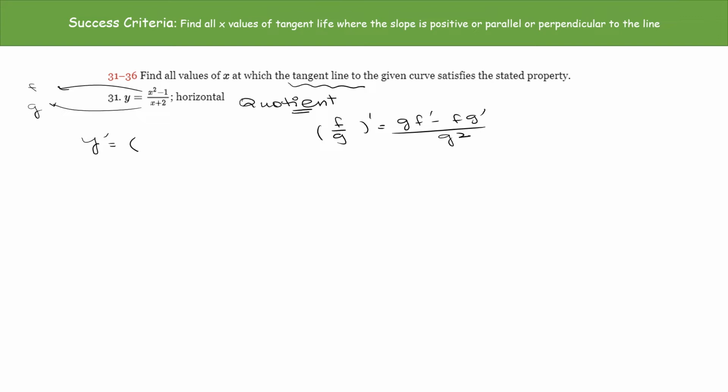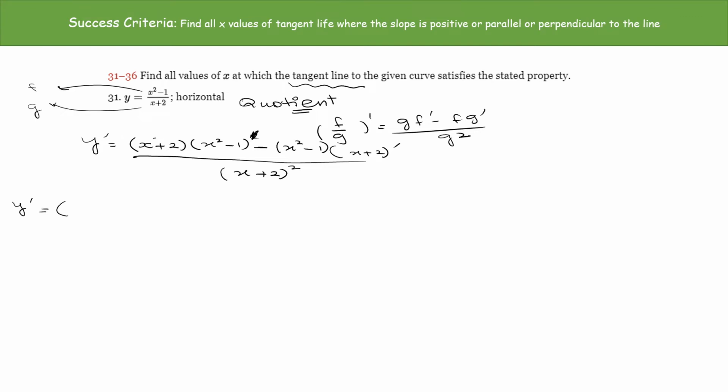So write here g, that means x plus 2. F prime means x squared minus 1 with whole prime. Minus f, that means x squared minus 1, right, as it is. And g prime means x plus 2 whole prime. I would suggest don't write the answers directly, because it will lead you to confusion. Until you have practiced a lot, don't write the derivatives directly.